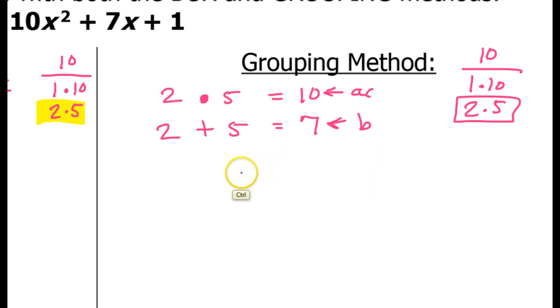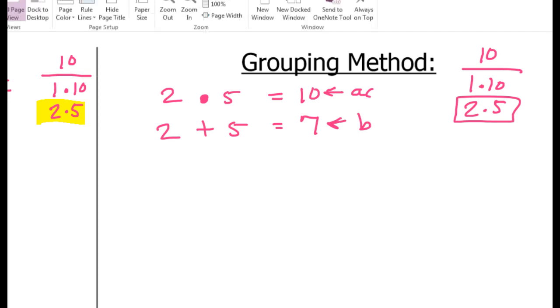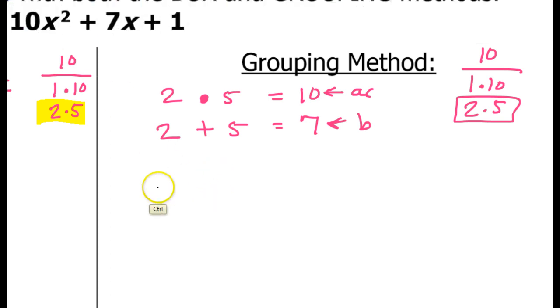Now, here's the part that's different. There will be no box, because this is not the box method. So instead of writing a box, you start by writing down the first term. That's going to be 10x squared. Okay?